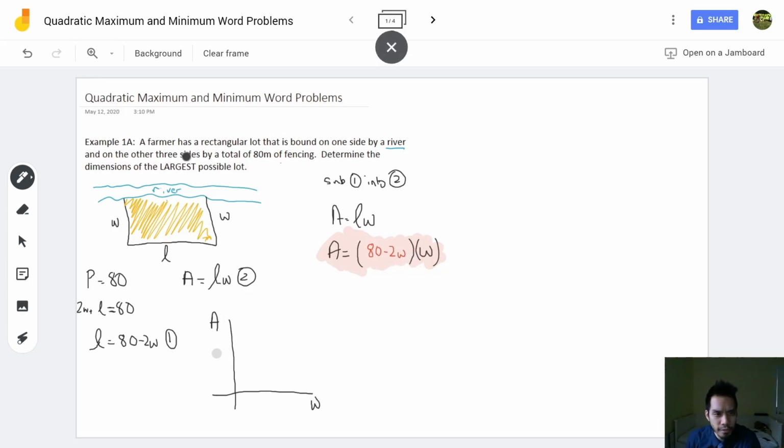And so they're asking us to find the maximum, the largest possible lot. This really means the maximum area. So in order to find the maximum of something, of a quadratic, what part of the quadratic are we looking for? We're trying to find the vertex here. Okay, so this is a very important part to realize that this is a quadratic. I'm going to put this in. This is a quadratic in factored form.